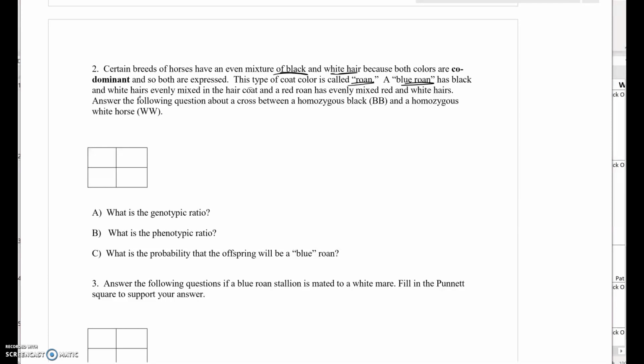There's also another allele here. When we get into our multiple alleles, this is actually a multiple alleles trait, and there's a red allele as well. But for now, we're just going to worry about the black and the white allele. So a cross between a homozygous black horse, BB, and a homozygous white horse, WW, our offspring here would all have the genotype BW.